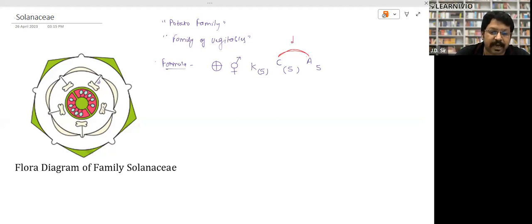What do we call this line? What is the name of this line? Can anybody tell me? When androecium are united with the corolla, we call it epipetalous condition.